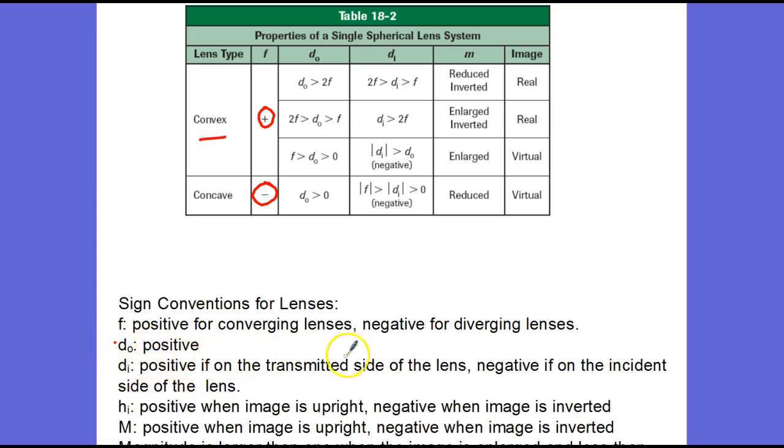Image distance is positive if, now see, with lenses light is transmitted, it goes through. So this is now the real side with a positive image distance, and this is now the virtual side with a negative image distance. So if your image is on the far side of the lens, you'll have a positive image distance. Image height is positive if the image is upright, negative if it's inverted. Magnification is positive if the image is upright and negative if it's inverted.